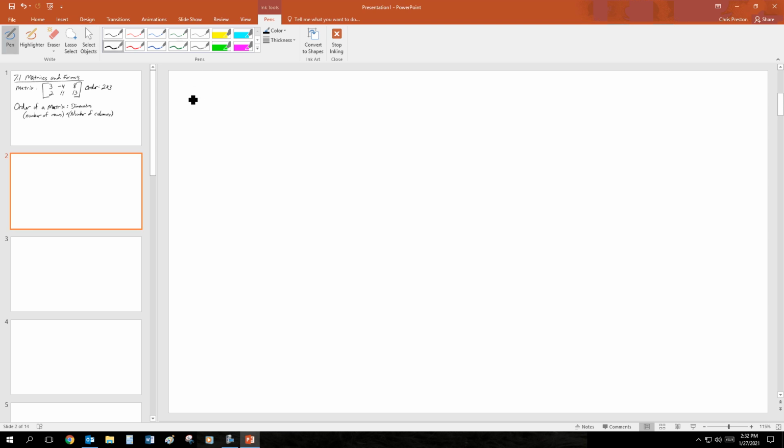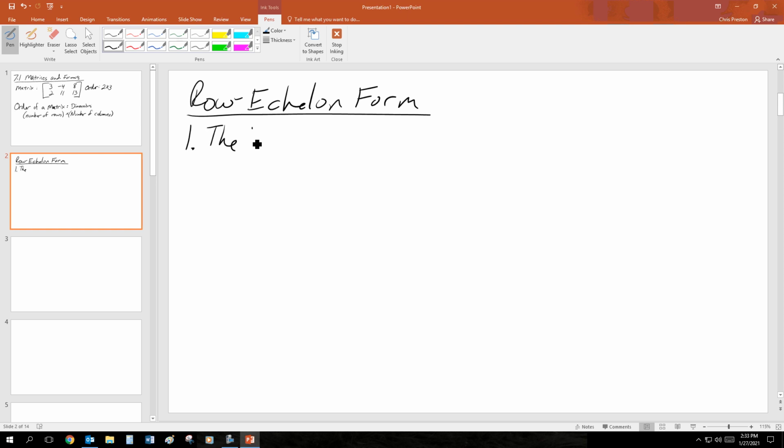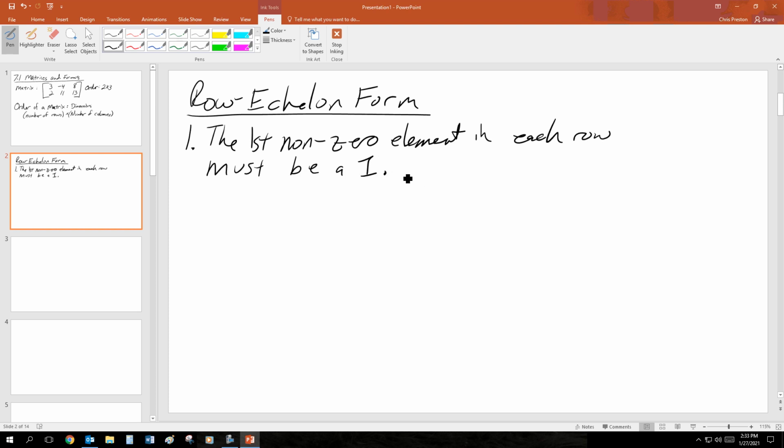Then we're going to look at whether our matrix is in a specific format, what we call row-echelon form. And there are 3 conditions that have to be true in order for a matrix to be considered in row-echelon form. The first thing is the first non-zero element in each row must be a 1. So you can skip over zeros, but the first thing you run into that's not a 0, as you read left to right, must be a 1. We call these leading ones.